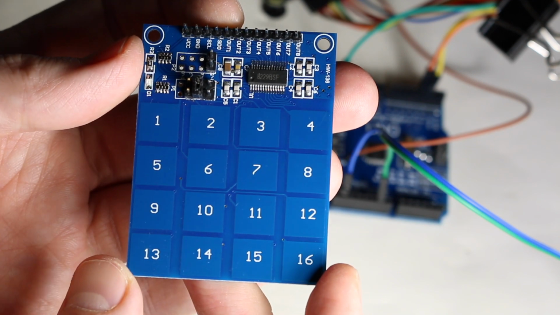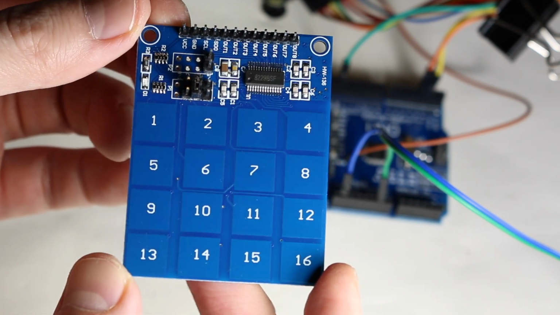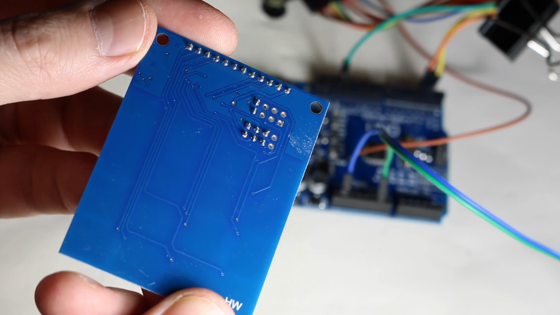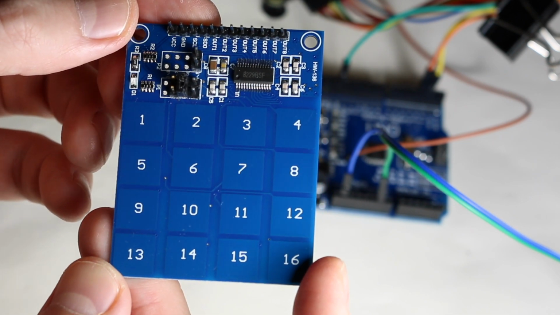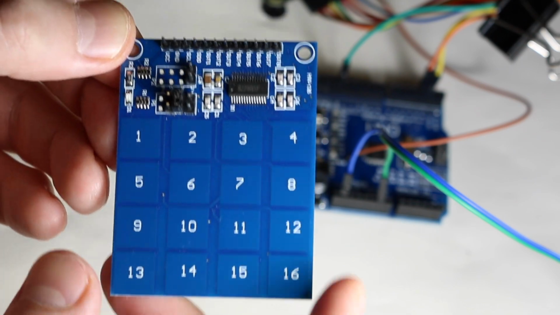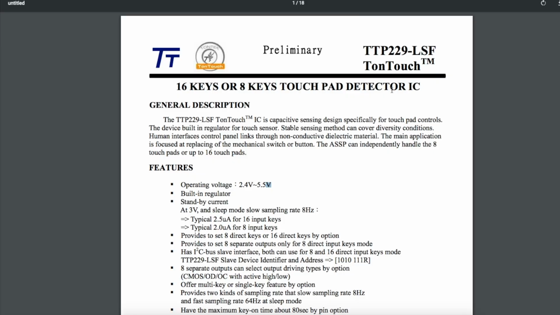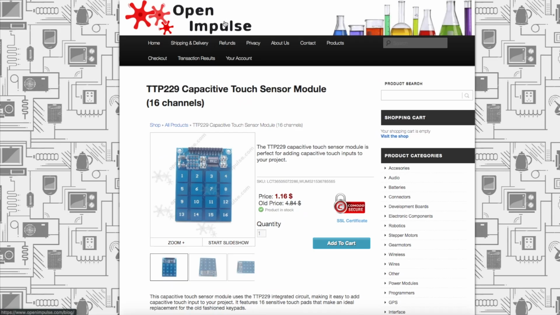I wanted to try to get this capacitive touch sensor module working, but it turned out to have a bunch of stumbling blocks. So here's how I actually got it working and how it's been performing for me. This is based on the TTP229 touchpad detector IC, and here's one place that sells these.